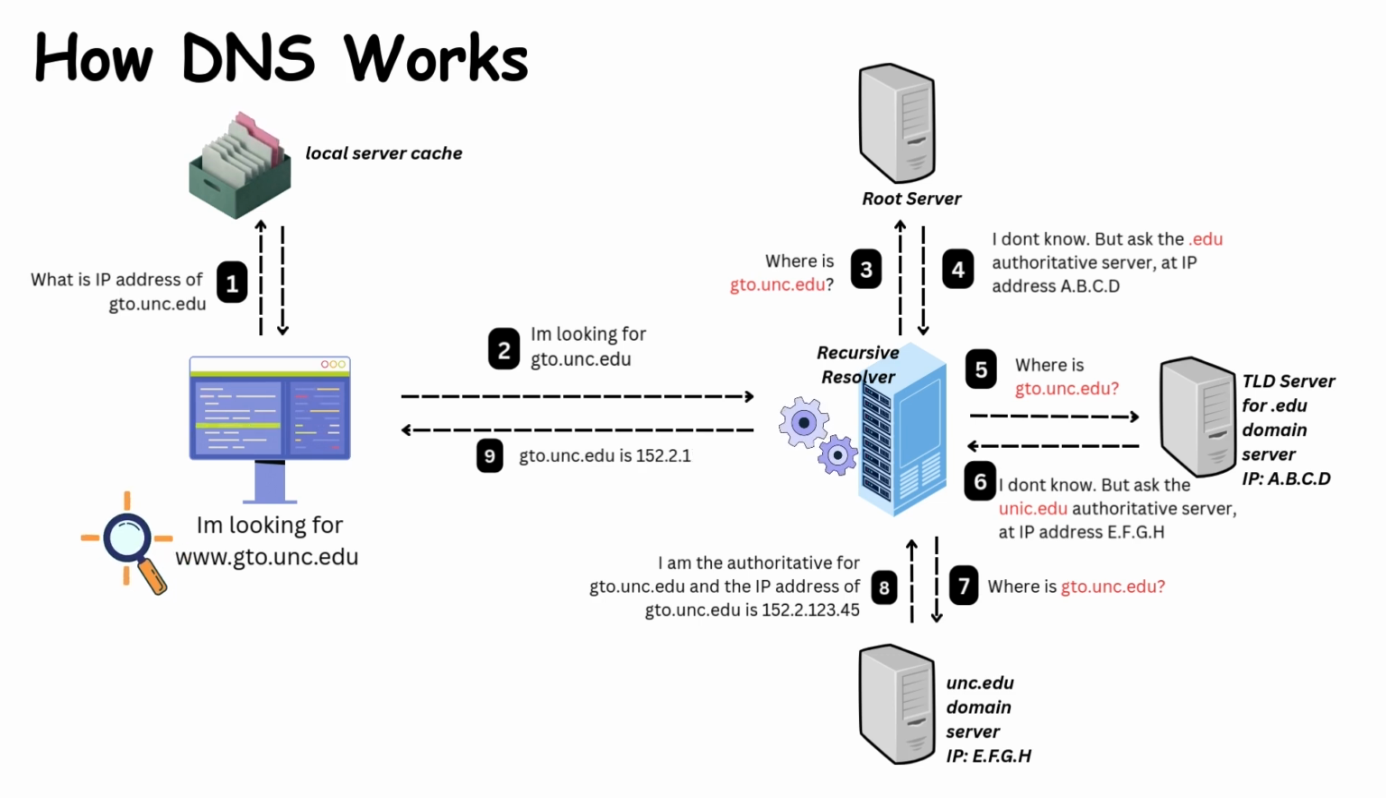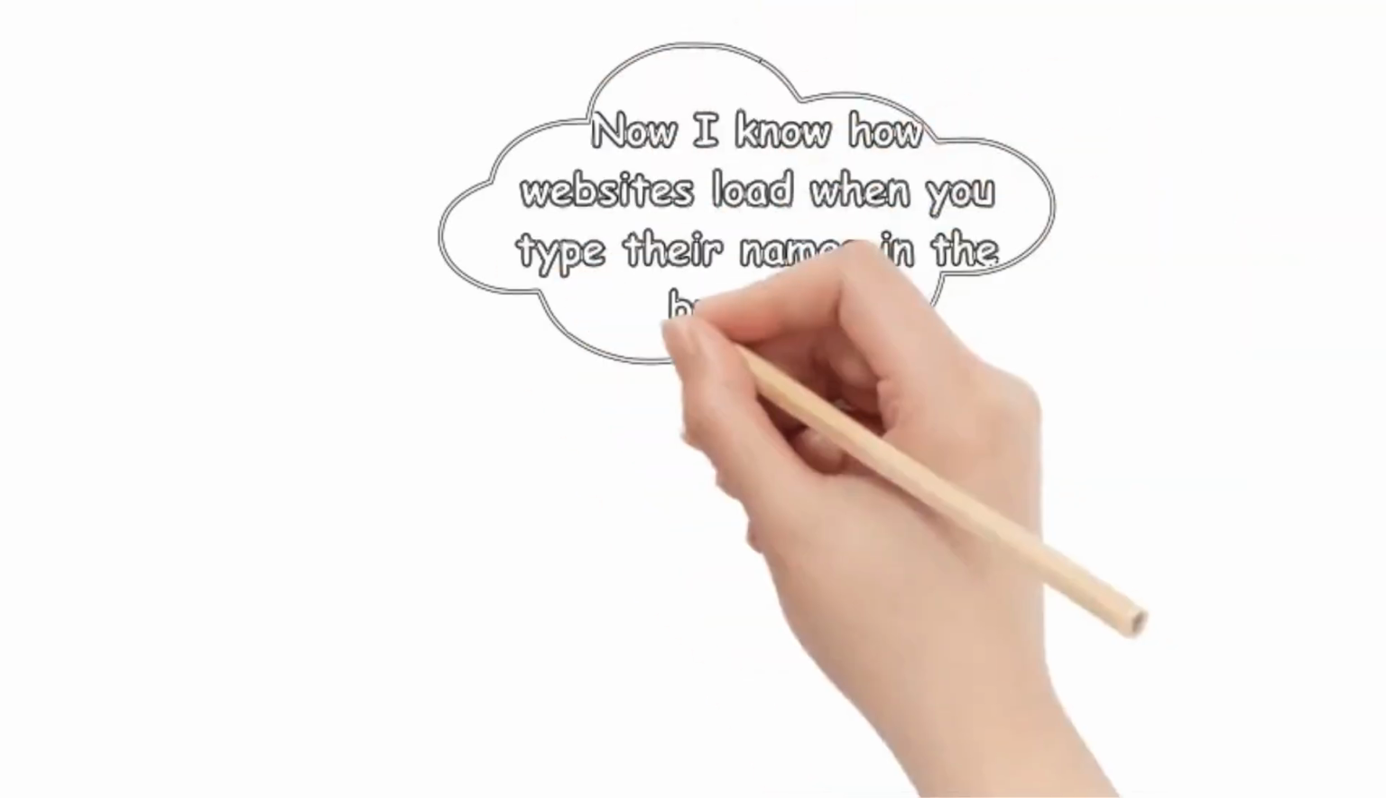Your browser then uses this IP address to request the web page. The web server for www.gto.unc.edu processes the request and sends back the website content. Finally, the page loads on your screen. That's how DNS works. Simple, right?